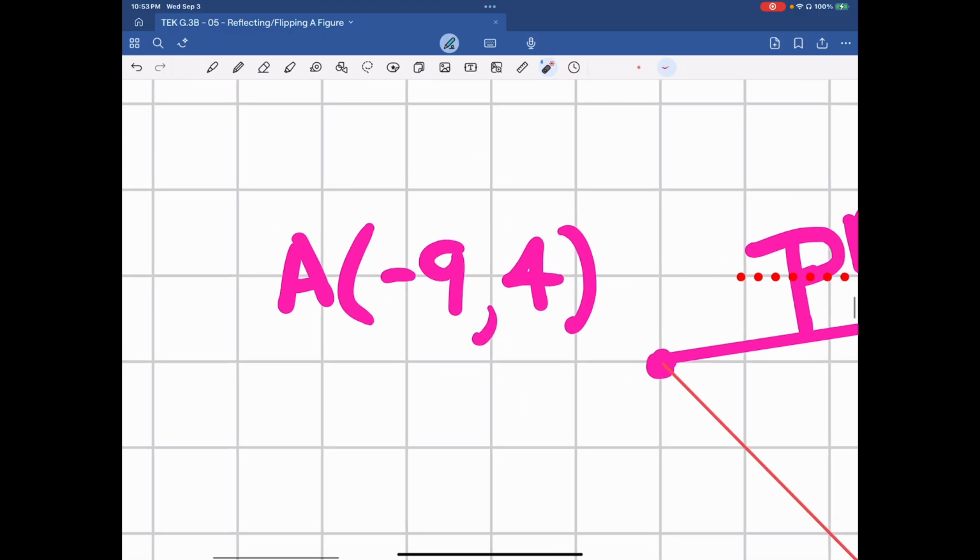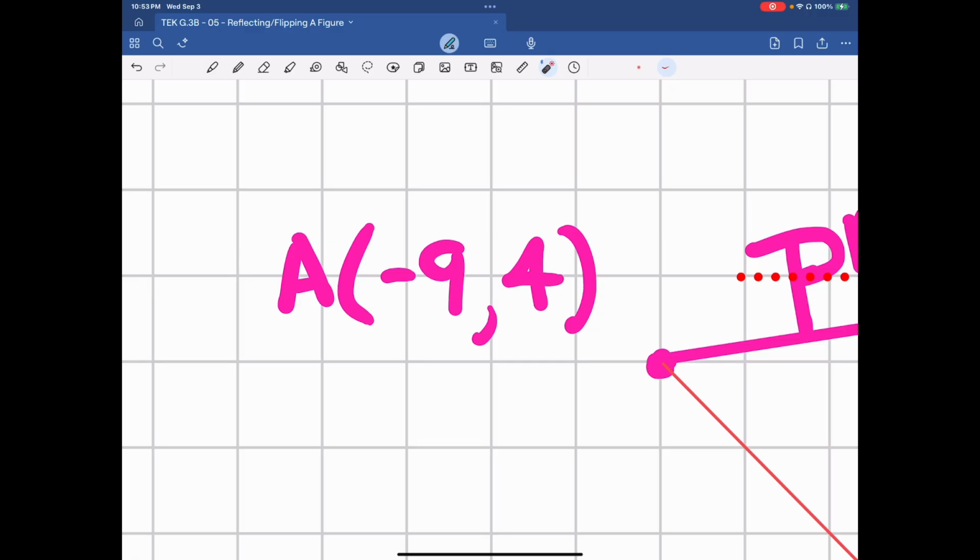I want to reflect A, which is at negative 9, 4, on the line Y equals X. Can you immediately tell me what that point would be? What would it be? Do you have it? How did you get it? And how did you get it so quickly?